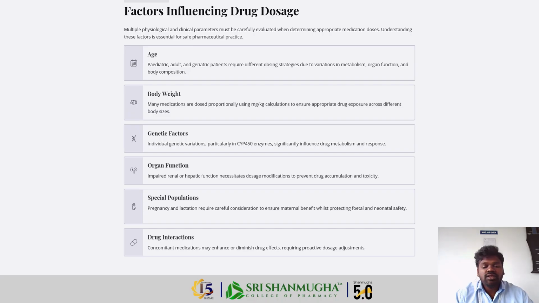So, what are the factors? Age, body weight, genetic factors, organ function, special population, drug interaction. Pediatric, adult, and geriatric patients require different dosing strategies due to variation in metabolism, organ function, and body composition. Also the body weight: many medications are dose proportional using mg per kg calculation to ensure appropriate drug exposure across different body sizes.